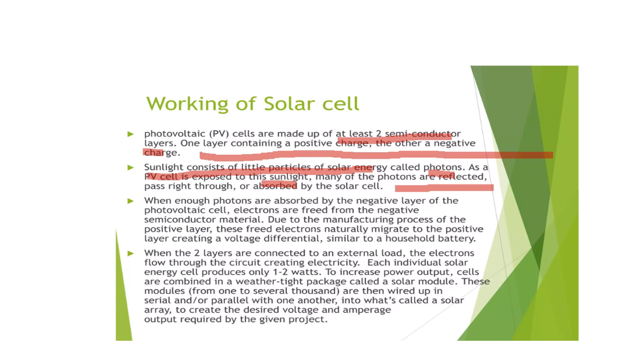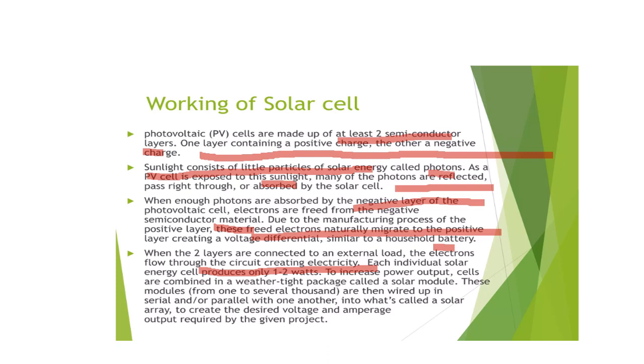When enough photons are absorbed by the negative layer of the photovoltaic cell, electrons are freed from the negative semiconductor material due to the manufacturing process of the positive layer. These freed electrons naturally migrate to the positive layer, creating a voltage differential similar to a household battery. When the two layers are connected to an external load, the electrons flow through the circuit, creating electricity.